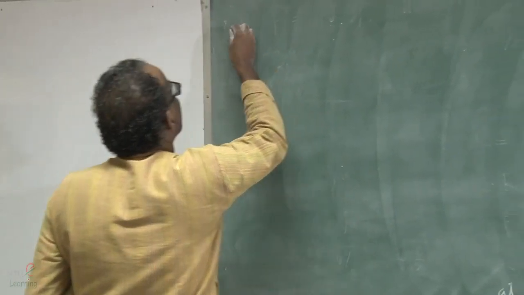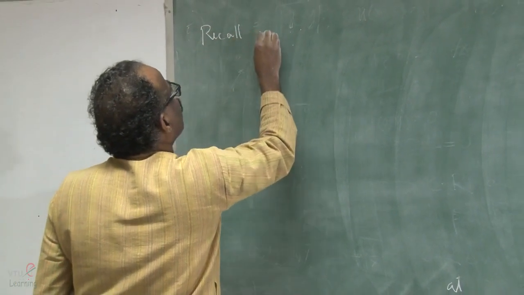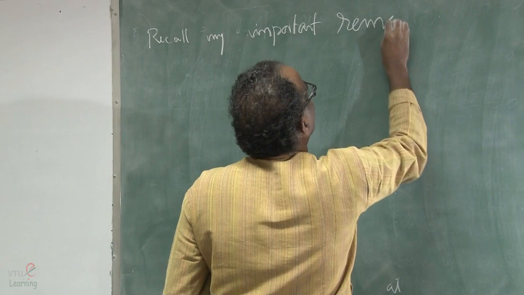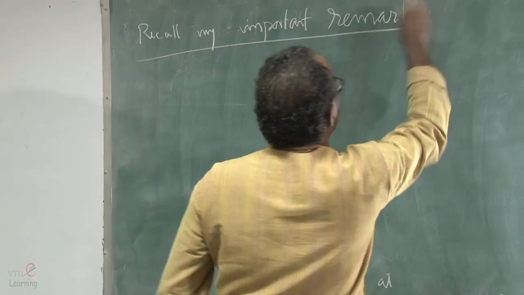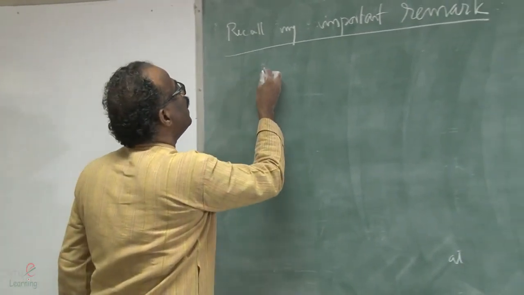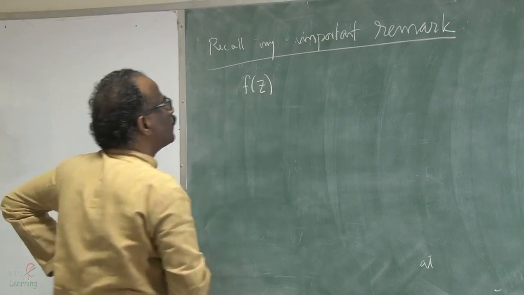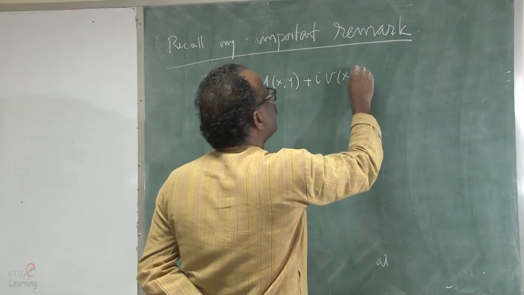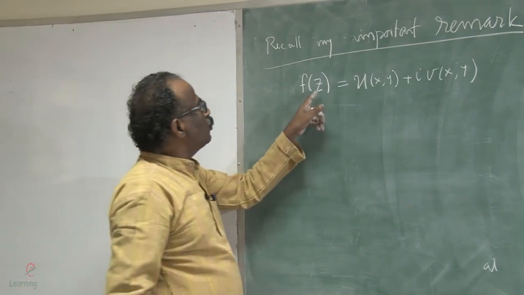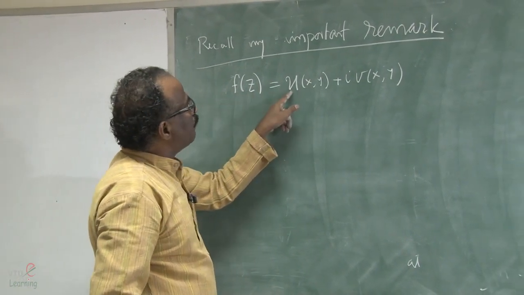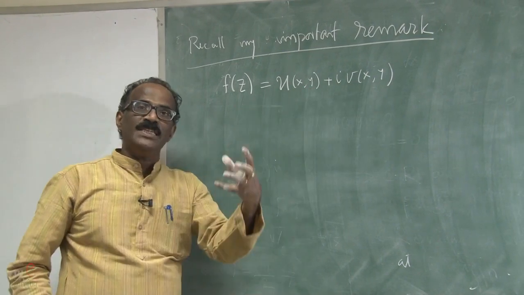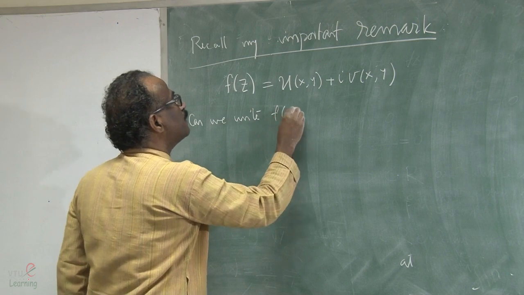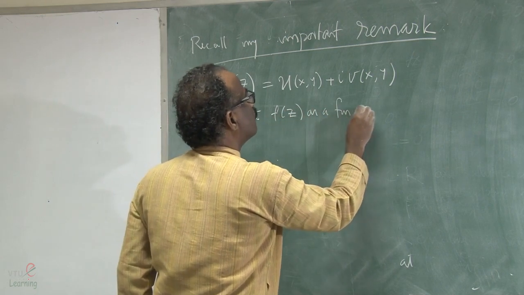So initially, recall my important remark. That's very crucial. What did I say initially? If you have a function f of z, I can write it u of x, y plus i v of x, y. The remark was that though my variable is z, the function is given in terms of x and y. So the question is: can we write f of z as a function of z?